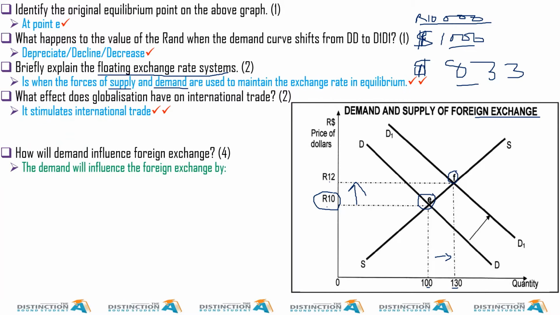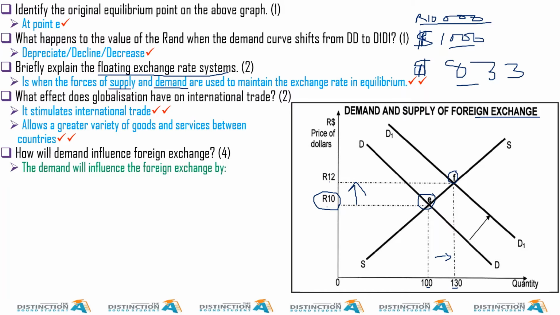What effect does globalization have on international trade? Okay, globalization is when countries are trading with one another, so it will stimulate international trade. Countries will trade with one another due to globalization, and that is what we're doing currently. It allows a greater variety of goods and services between countries, because you will have the luxury to buy what you like or what you can afford. So it is possible with globalization.